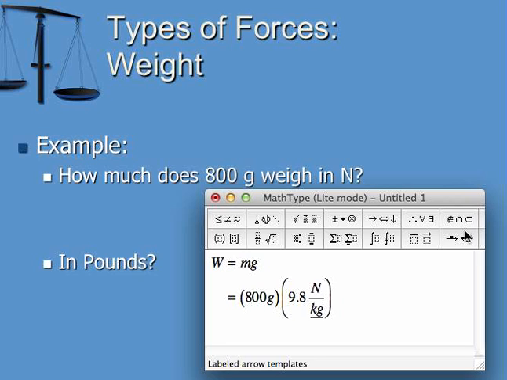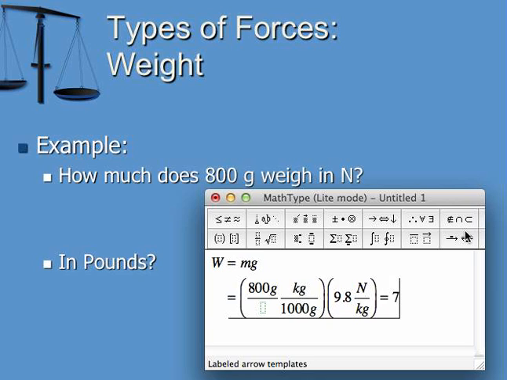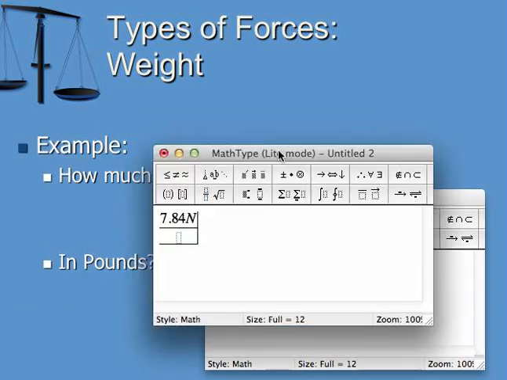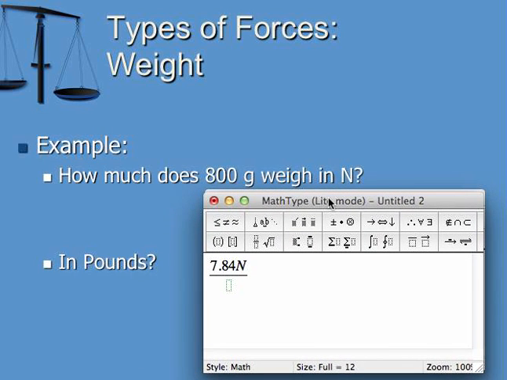We can't exactly multiply these numbers as is, because grams wouldn't cancel out kilograms. So let's make this on top, and there's 1,000 grams in a kilogram. If I multiply all these things together, the 800 times 9.8 divided by 1,000 gives me 7.84 newtons.